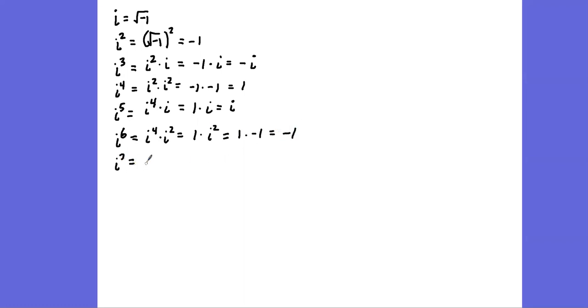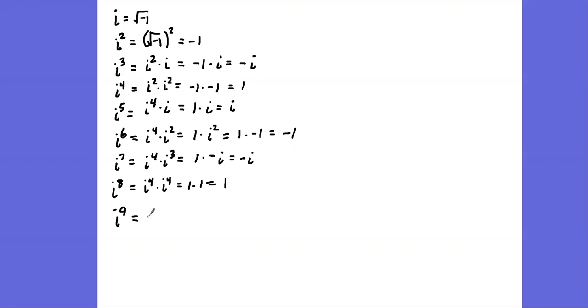i to the seventh would be i to the fourth times i to the third. i to the fourth, we already know is 1. i to the third, we already calculated is -i. 1 times -i is -i. We'll do a couple more. i to the eighth is i to the fourth times i to the fourth, 1 times 1, or 1.